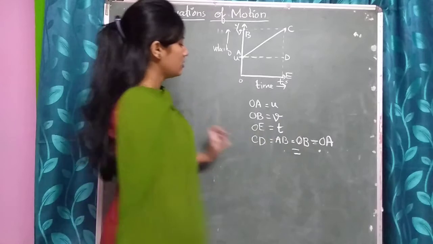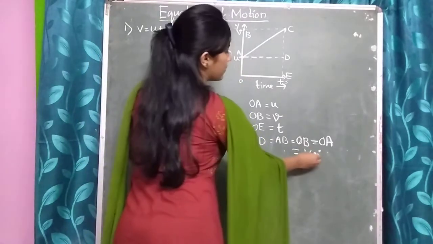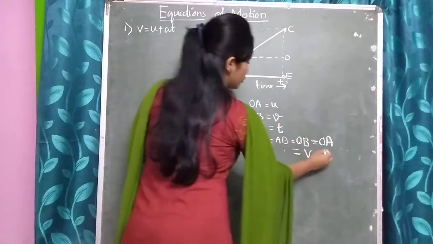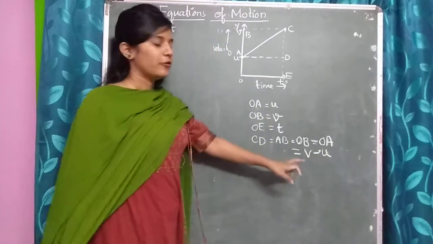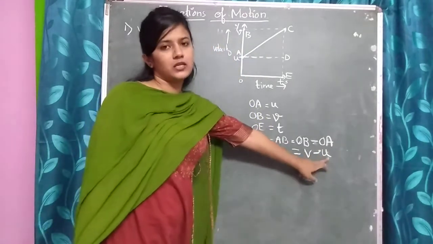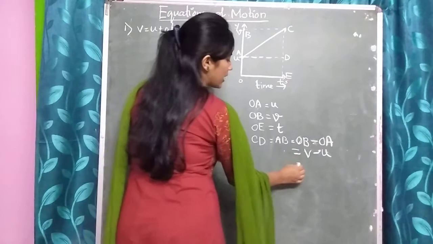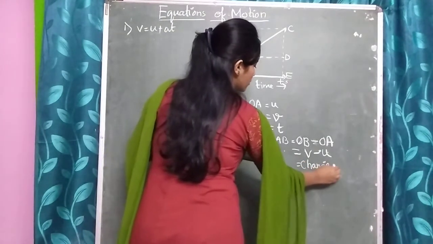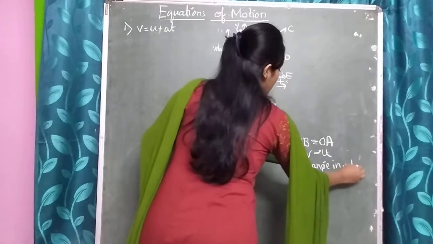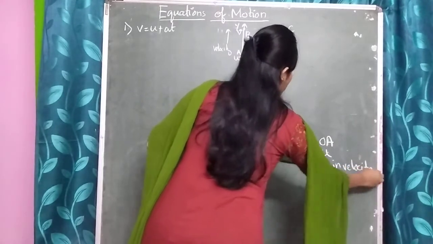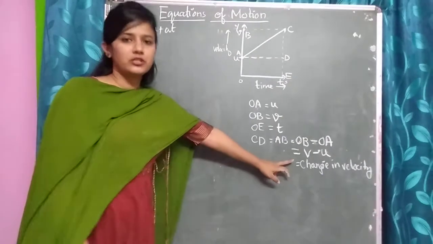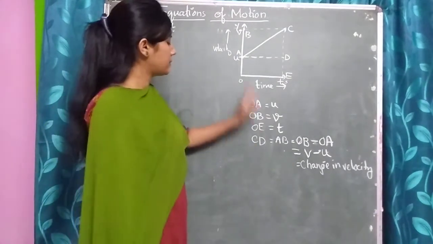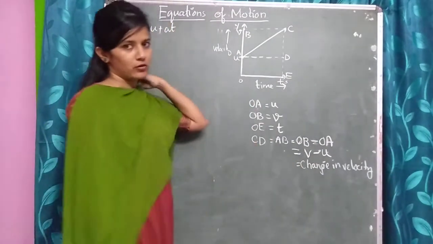So what is OB? No, it is V, and minus O is what? U. So see, final velocity minus initial velocity. So that will give me change in velocity. Okay, I think you have understood up to this much. So CD represents the change in velocity.